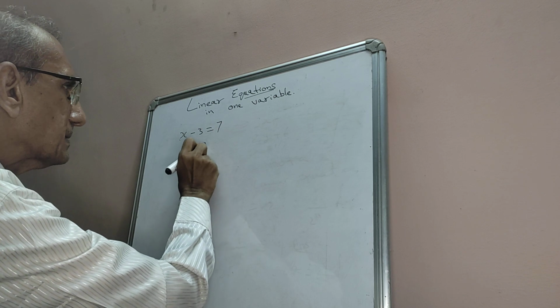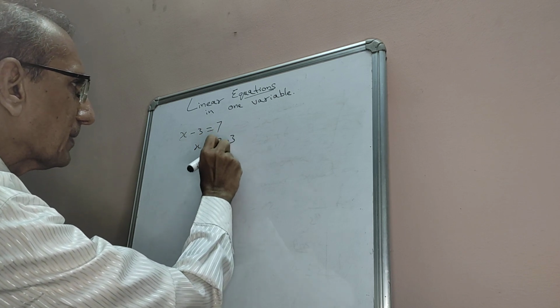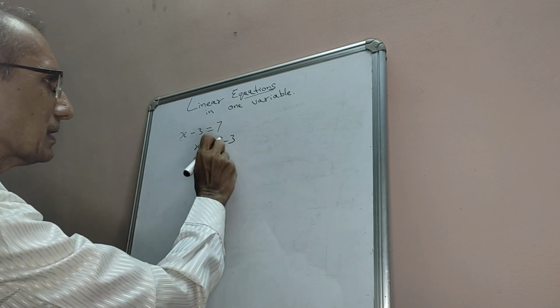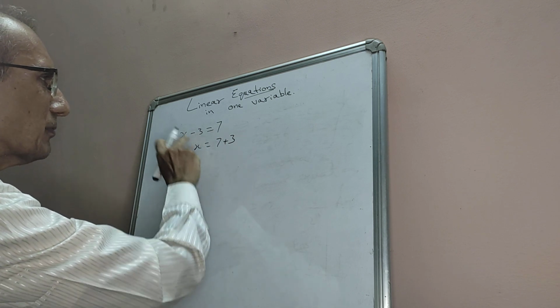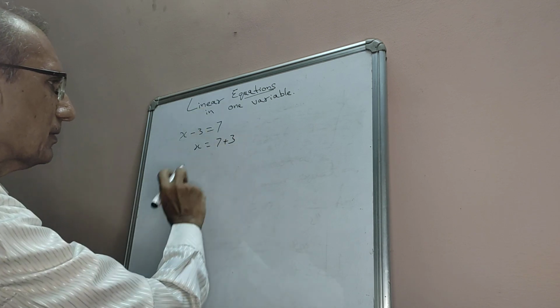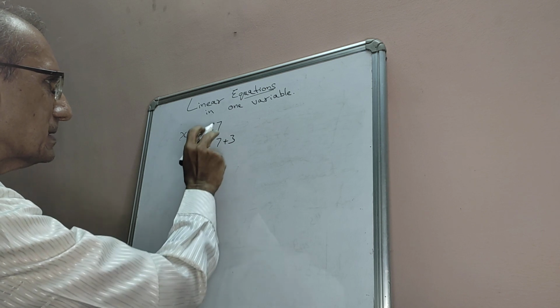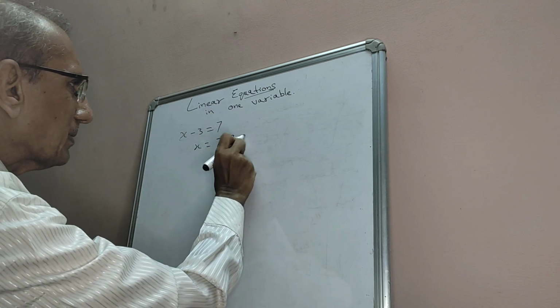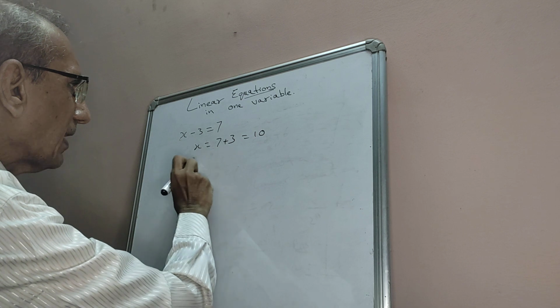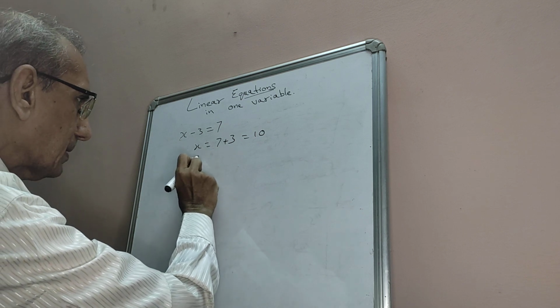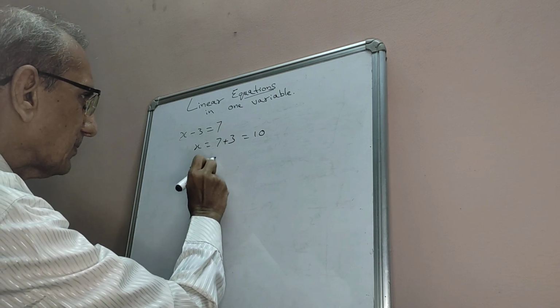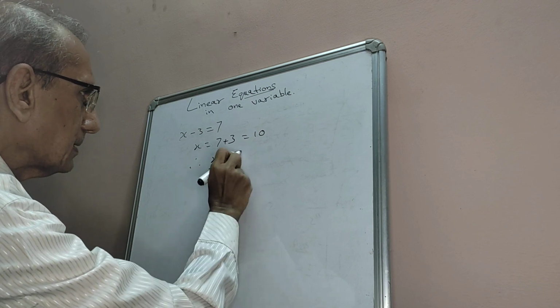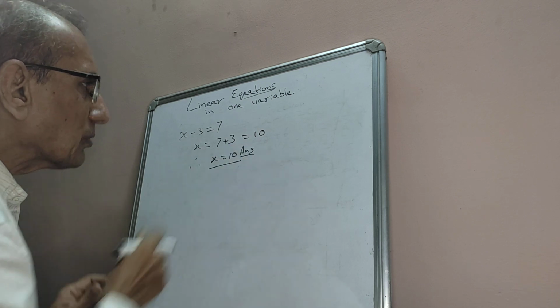Example, x is equal to 7 minus 3. So we transpose 3, it becomes plus. Minus becomes plus when it goes to the other side. So this becomes x is equal to 7 plus 3, that would be equal to 10. So the value of x, therefore, x will be equal to 10. That is the answer.